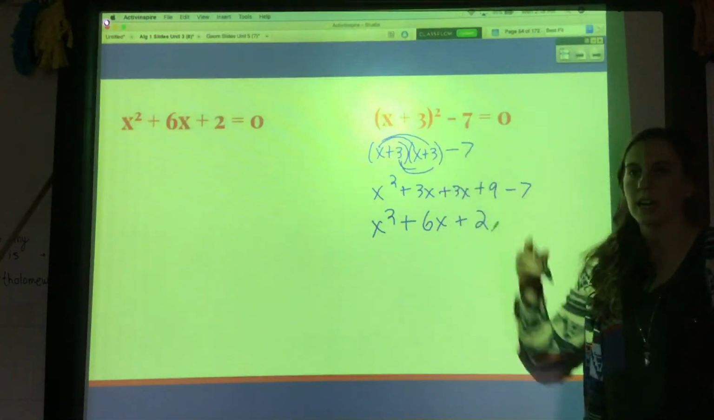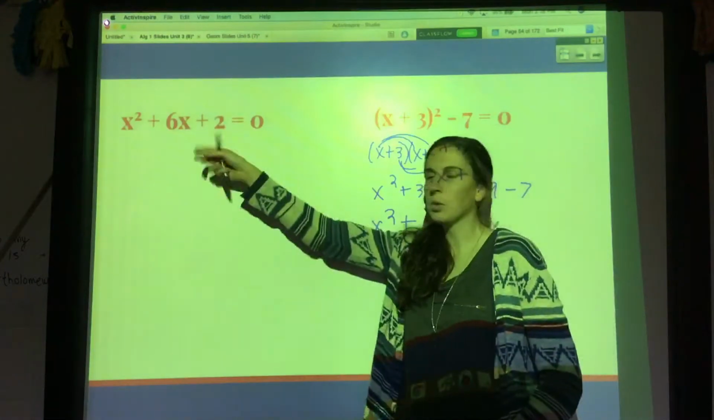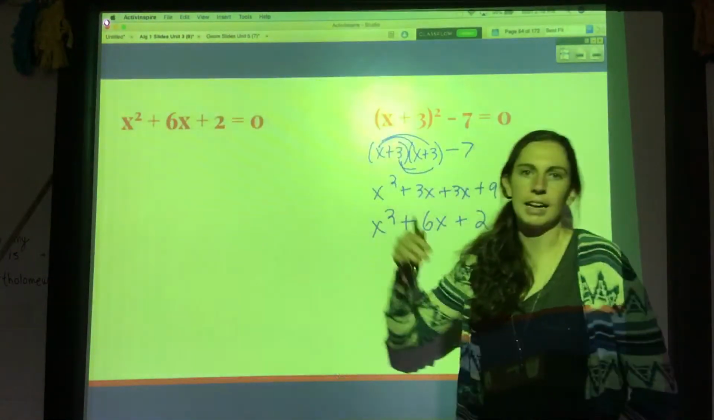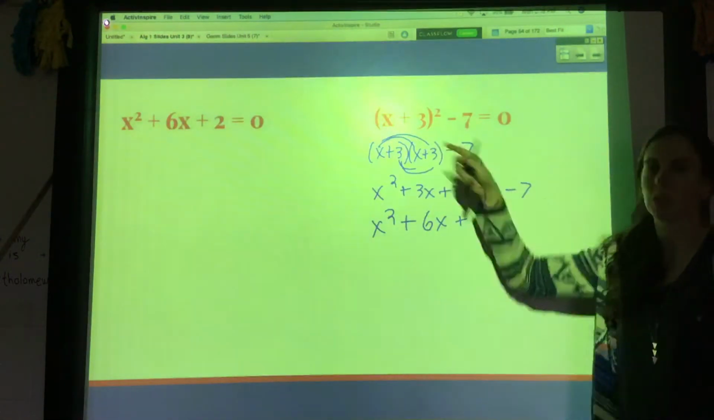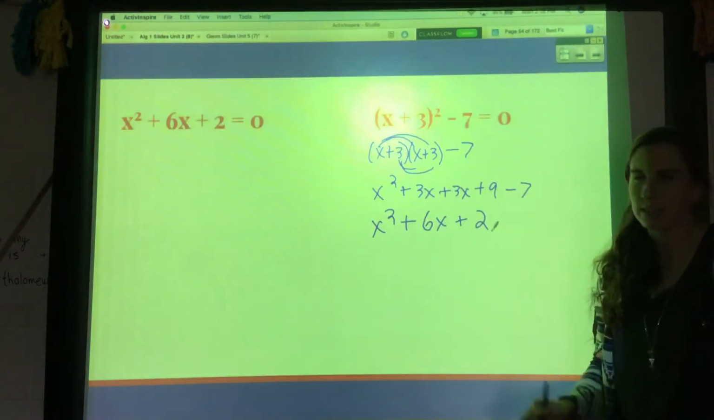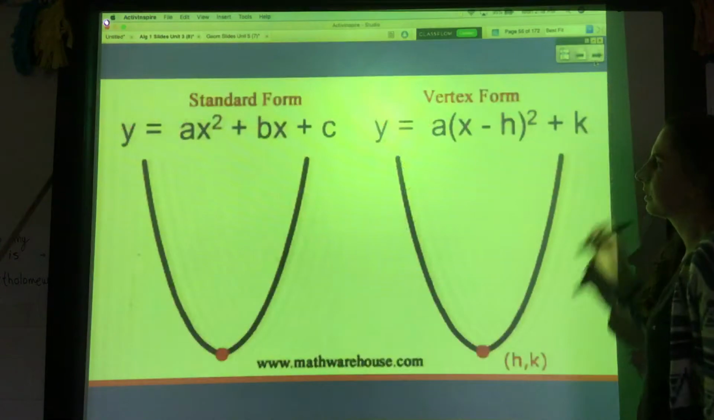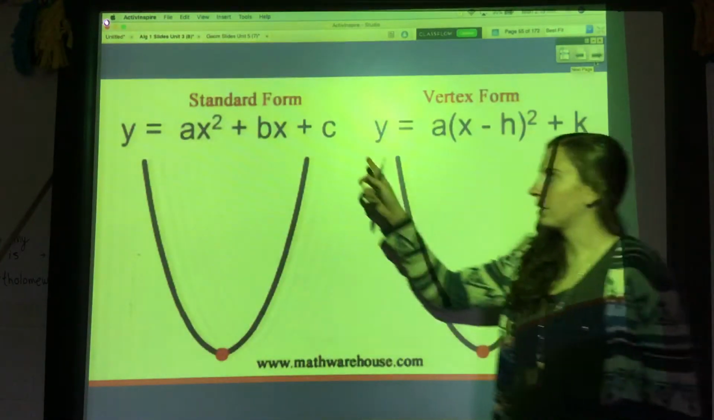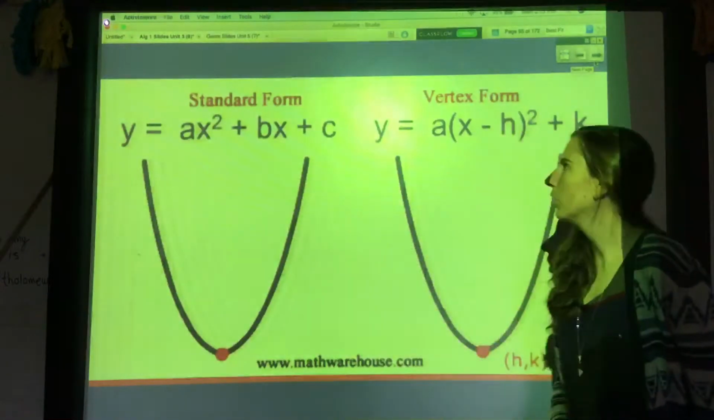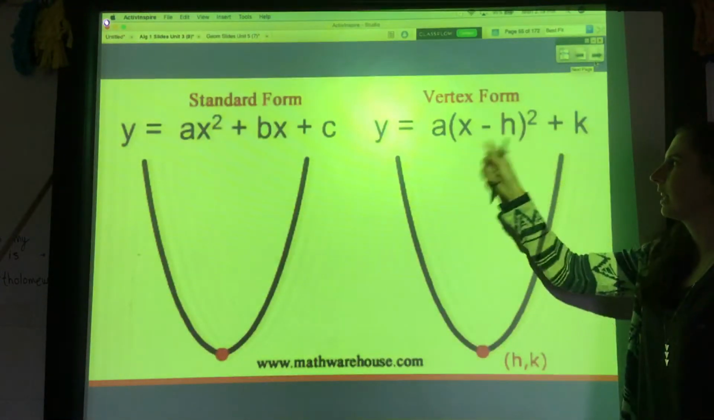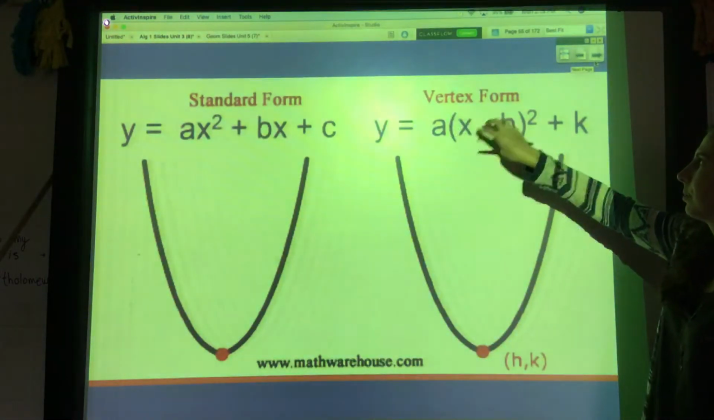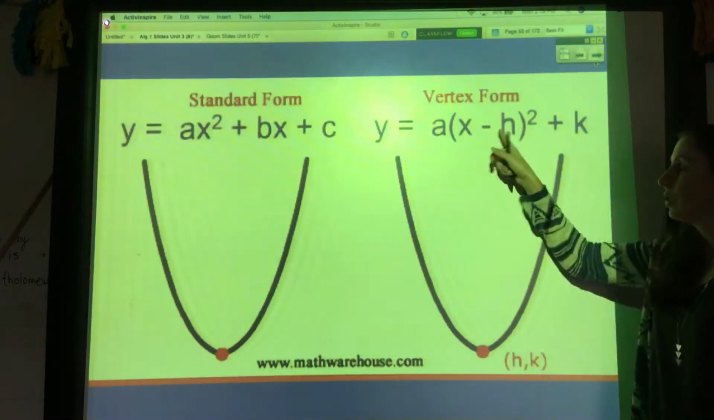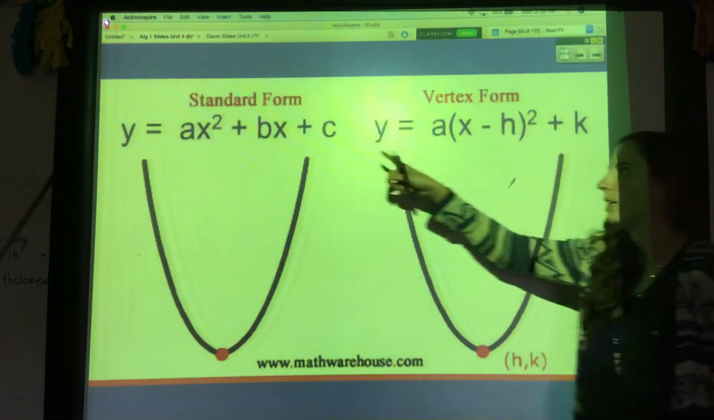This is what we call standard form, just because it's all multiplied out. This is something we call vertex form, and we'll talk more about this later, but these are both on your formula sheet. Again, if it's all multiplied out, it's called standard form. If it looks like this, where it's x plus or minus something squared, this is vertex form. This you can solve with the square root method, this you can't.